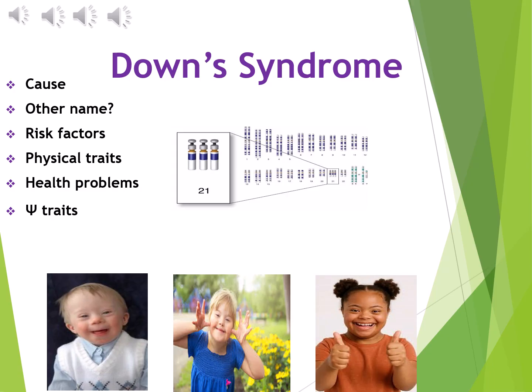So now let's consider physical traits, health problems, and psychological traits. Let's now consider Down syndrome. Take a look at the bulletin items and consider what you know about the topic, and then we'll proceed.